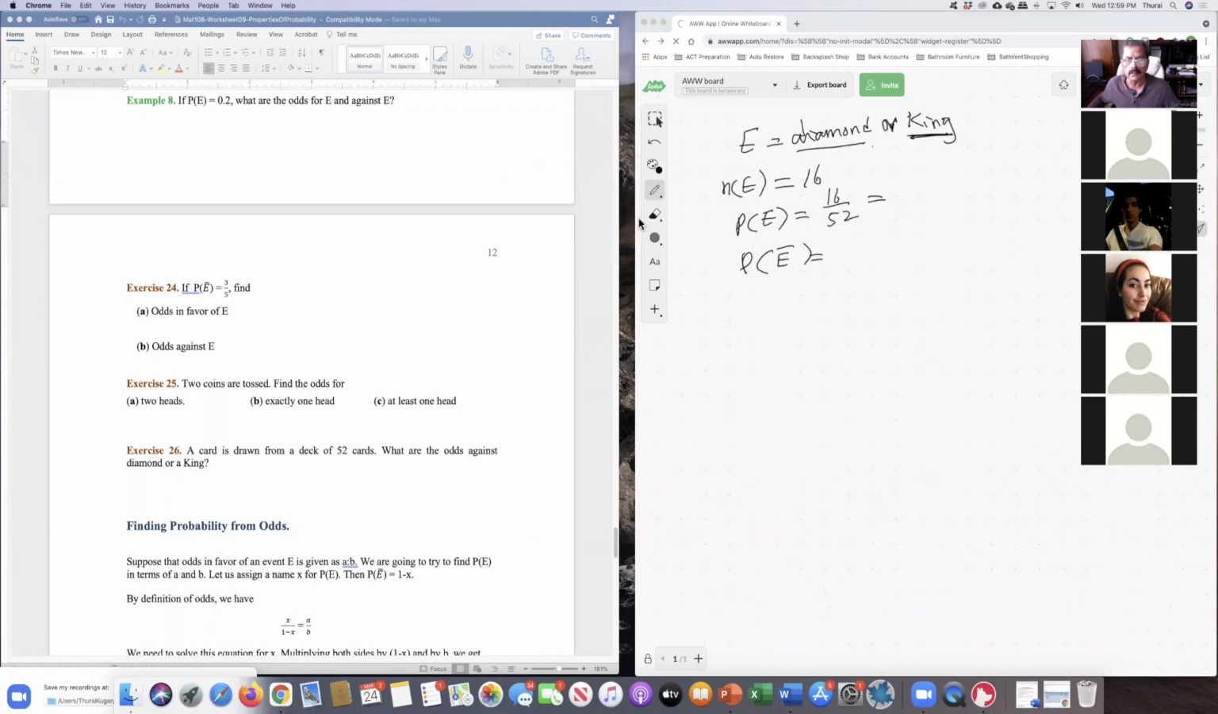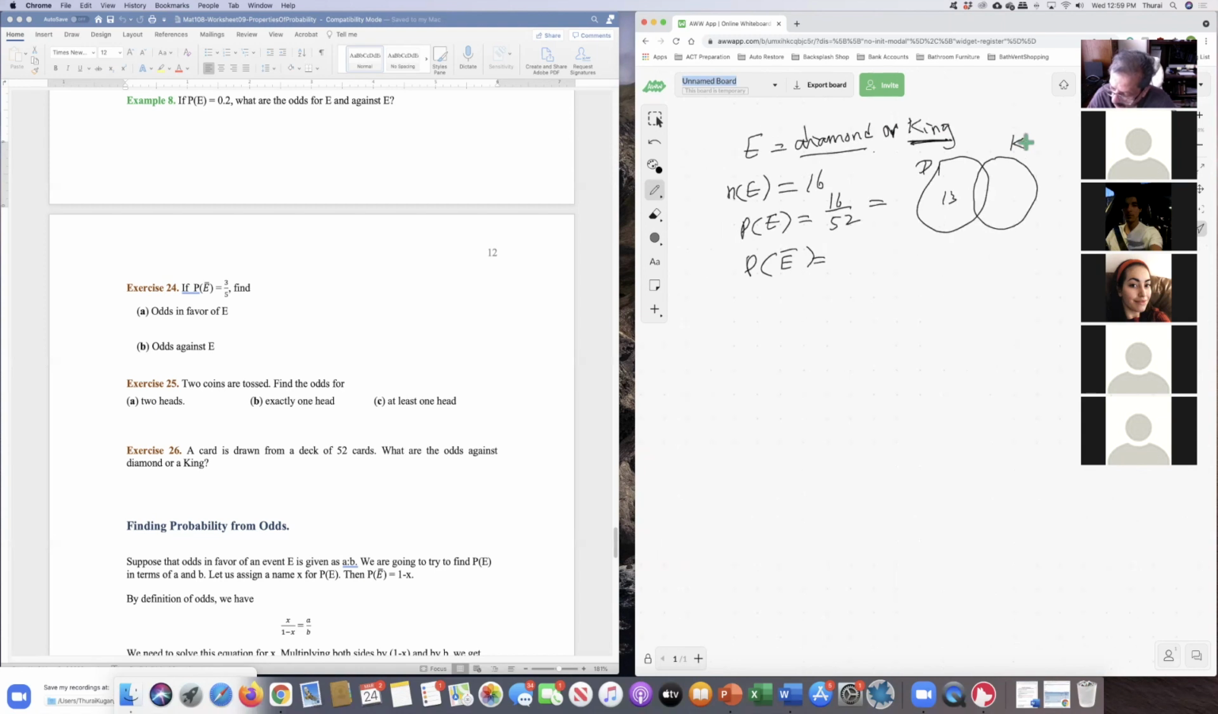Okay, there are 13 diamonds, right? So if I write diamonds, there are 13 elements here. If I write all the kings, there are 4 of them. How many are shared? 1. The diamond of king. There's 1 diamond of king. So that 1 is shared. There are 3 others. Okay, so 13 plus 1 plus 3, 16.